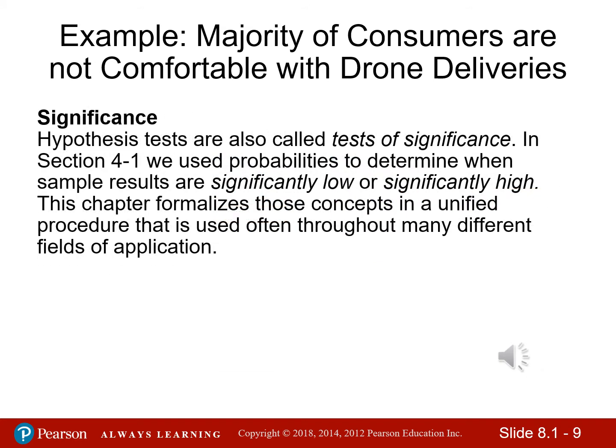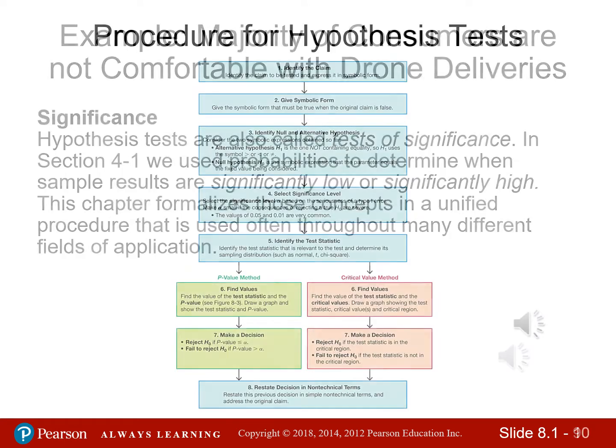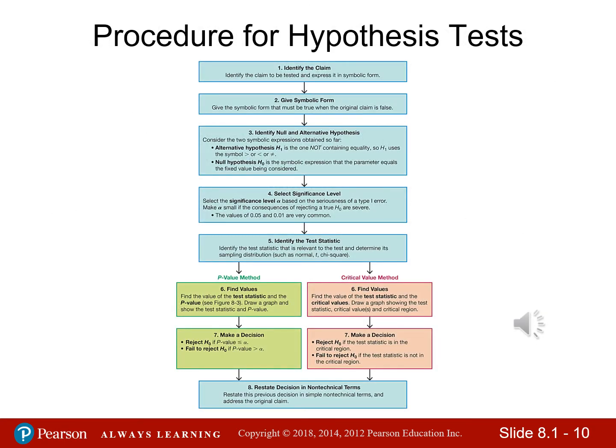Hypothesis tests are also called tests of significance. In Chapter 4, Section 1, we use probabilities to determine when sample results are significantly low or significantly high. This chapter formalizes those concepts in a unified procedure that is often used throughout different fields of application. This flow diagram summarizes the procedures used in two slightly different methods for conducting a formal hypothesis test.